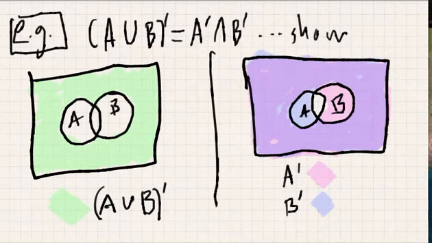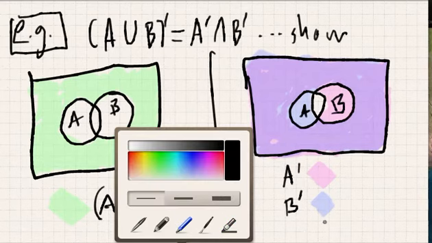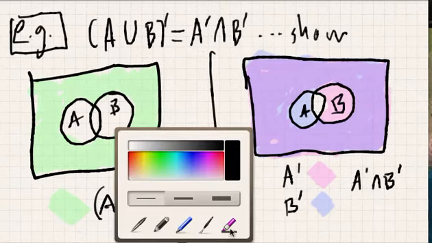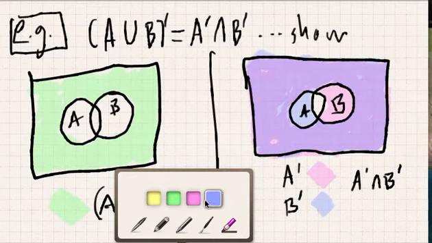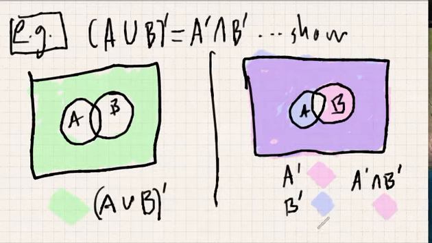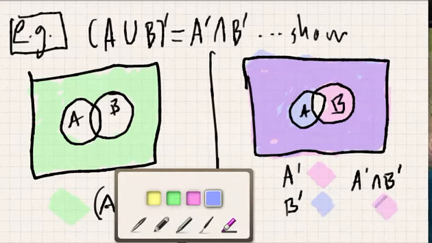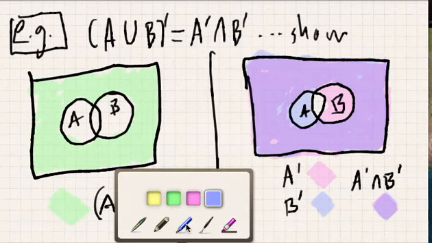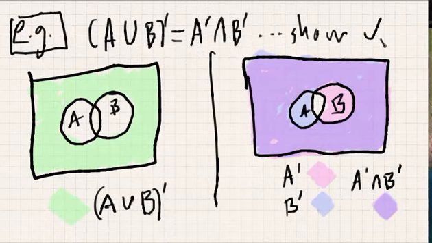Now what is then their intersection? A prime intersect B prime is anything that got shaded in twice. Anything that got shaded in this lovely color of pink for being in A prime and the blue color for being in B prime. So it's this whole outside area. Since this purple area is the same thing as the green area, we've actually shown that yes, these two are the same. Great.